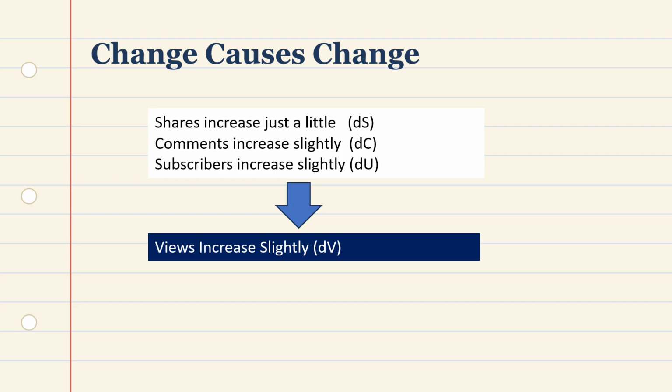If the number of comments is changing by a little, it has an impact on the number of views, which changes. If you are getting more subscribers, it is going to change the number of views as well. So how does this model respond to these changes? Let's look at this. Our model is that the number of views depends on the number of shares, number of comments, and number of subscribers. Let's change each of these ingredients by a little.